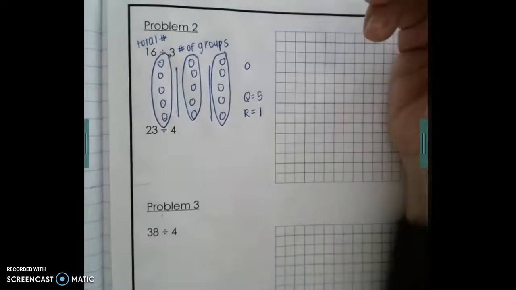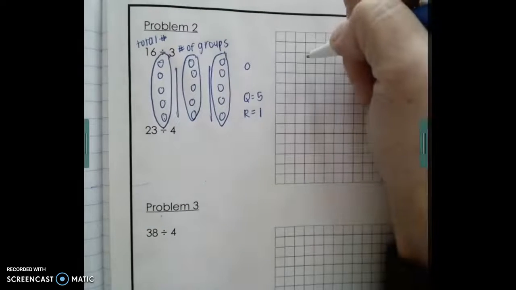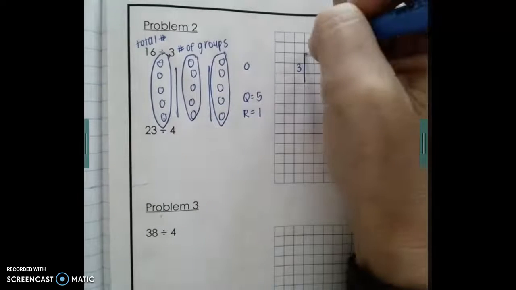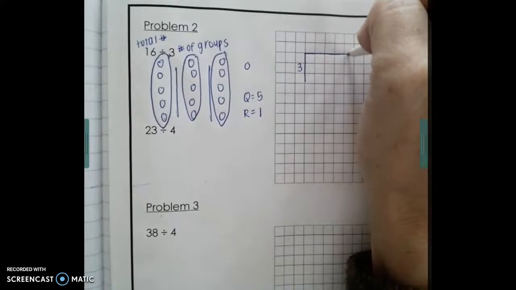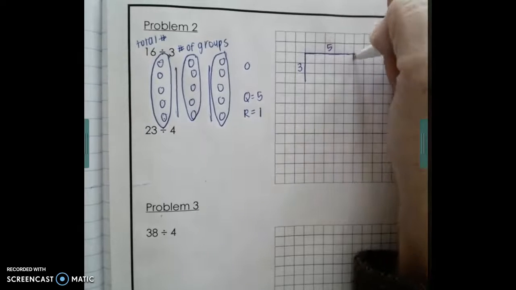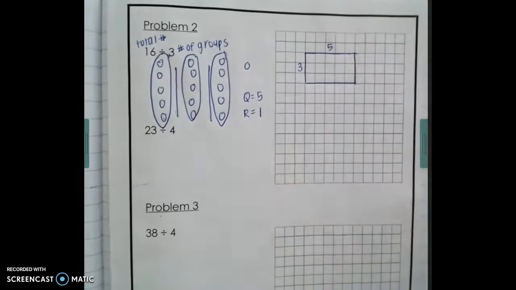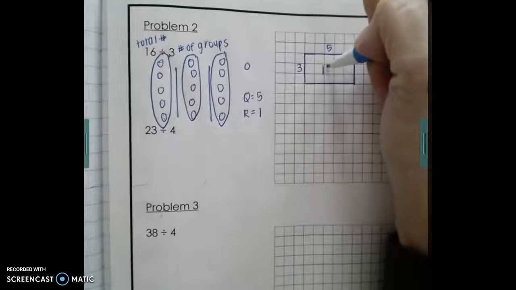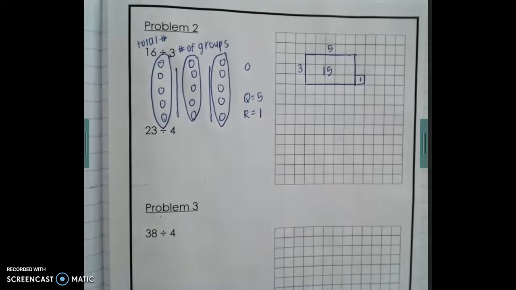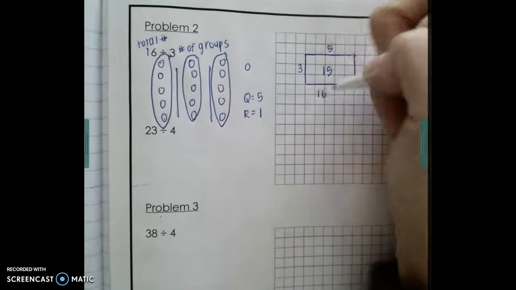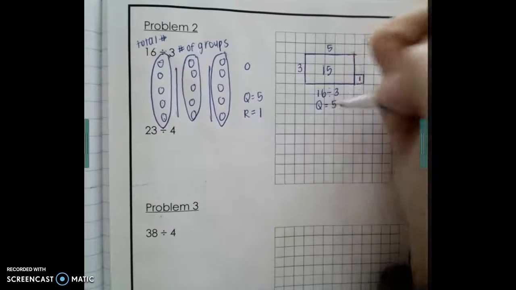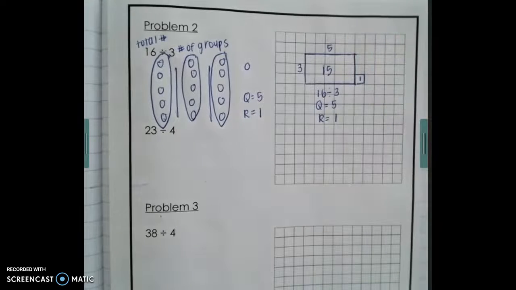So let's draw a picture of that. I'm going to draw my 3 on the outside, 1, 2, 3. How many was on the inside? That 5 was my even, 1, 2, 3, 4, 5. And I'm just going to close off my box. This would get me my 15, and then I would have to draw 1 extra box for my remainder. So 16 divided by 3, quotient equals 5, remainder equals 1.